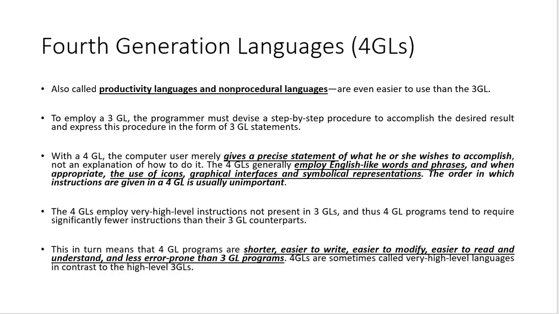Dan dia boleh menangkap English-like words, phrases. Okay, sebab kita sebagai pengguna ataupun programmer, kita hanya nyatakan apa yang kita nak machine to perform, computer to perform. This in turn means that 4GL programs are shorter. Okay. Maksudnya dia lebih ringkas program dalam 4GL ni. Easier to write. Okay. Mudah ditulis. Easier to modify. Easier to read and understand and less error prone than 3GL programs.